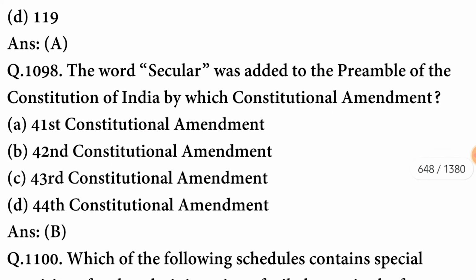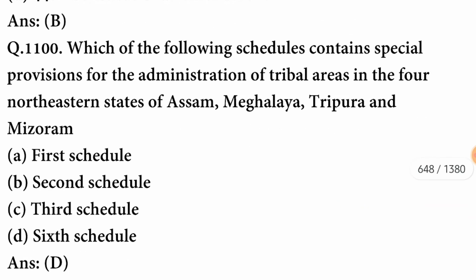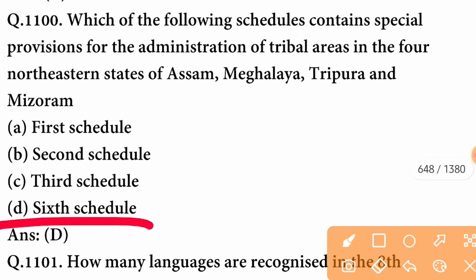The word secular was added to the preamble of the Constitution of India by which constitutional amendment? The amendment was the 42nd Constitutional Amendment. Which of the following schedules contains special provisions for the administration of tribal areas in the 4 northeastern states of Assam, Meghalaya, Tripura and Mizoram? The schedule is the 6th schedule.